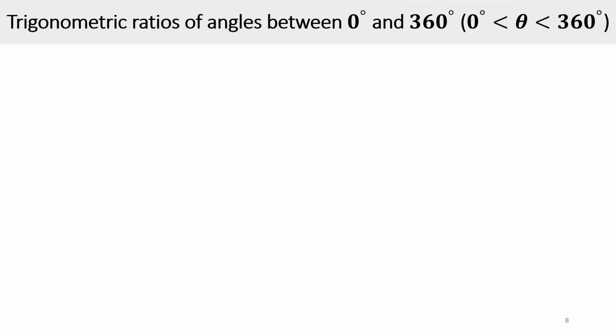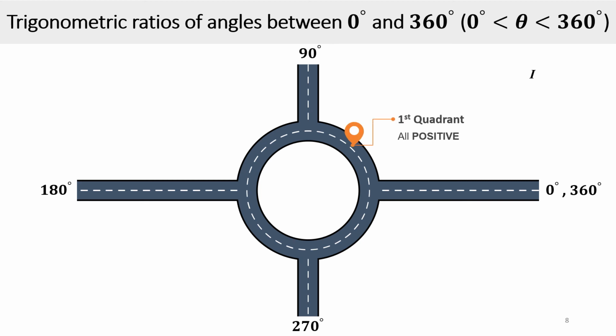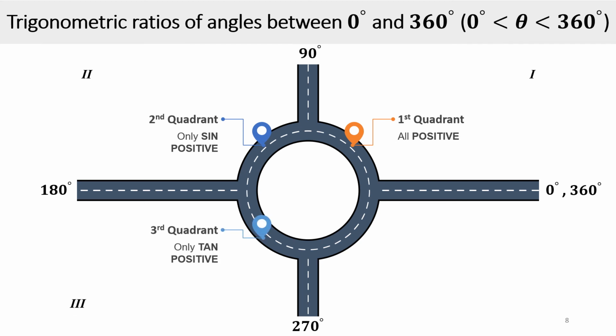Determining the trigonometric ratios of angles between 0 and 360 degrees. According to the diagram, we will have our four quadrants with 0 degrees located at the positive x-axis. The angles will go in the anti-clockwise direction according to the pattern for positive angles. So for the first quadrant, for theta between 0 degrees and 90 degrees, all our trigonometric ratios will be positive. For the second quadrant, only sine theta will be positive. For the third quadrant, only tangent theta will be positive. And for the fourth quadrant, only cos theta will be positive.